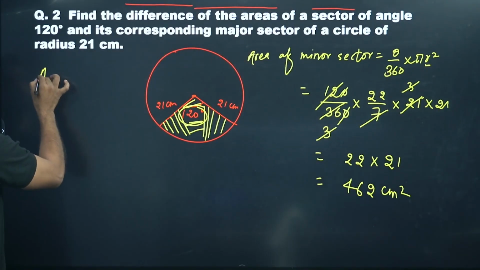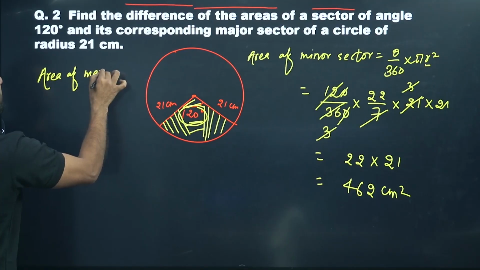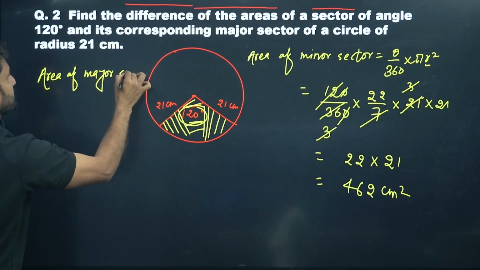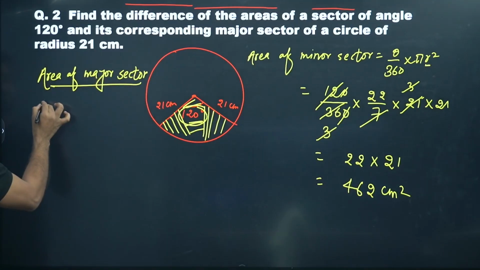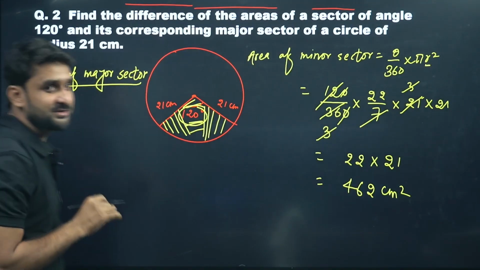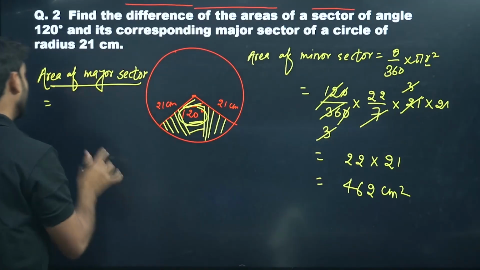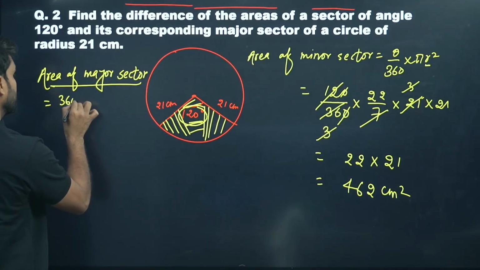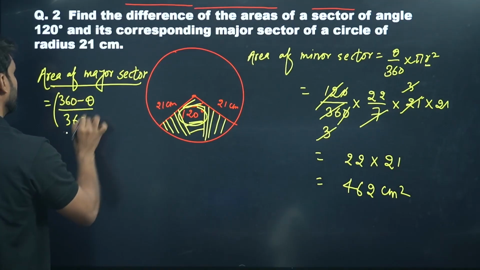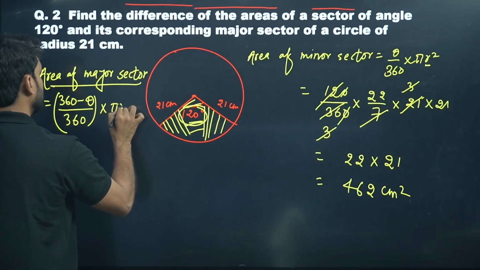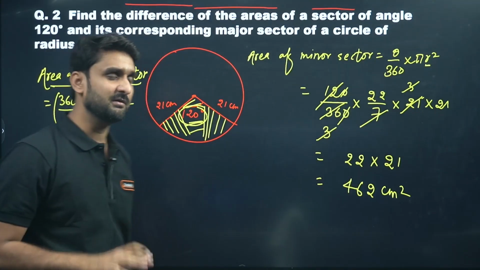Now calculate area of major sector. Area of major sector. So to calculate the area of major sector, I have just given you the formula, and the formula that I created is (360 minus theta) by 360 into pi r square. This is a short formula. Please keep it in mind. Please memorize this formula and this will be very helpful for you.